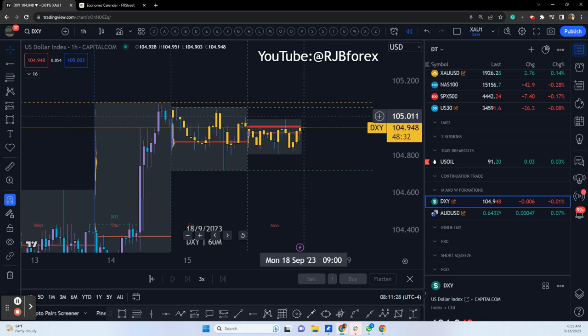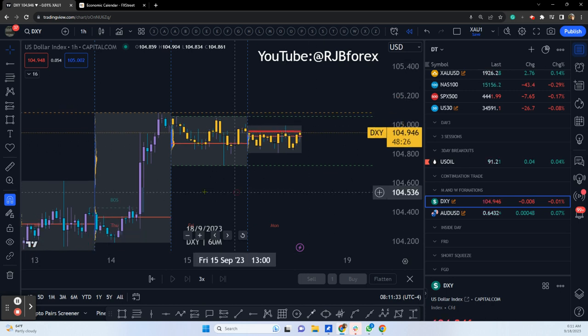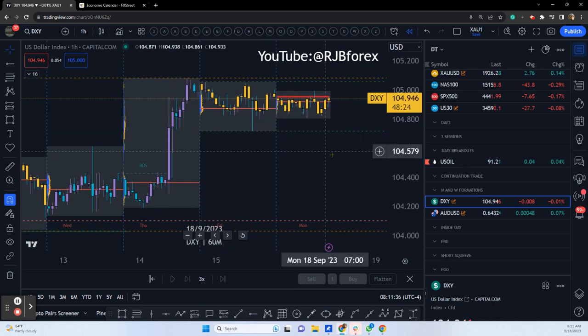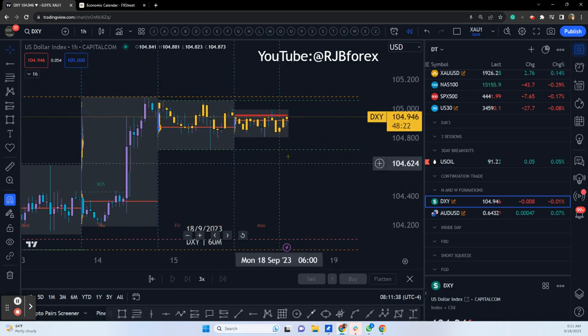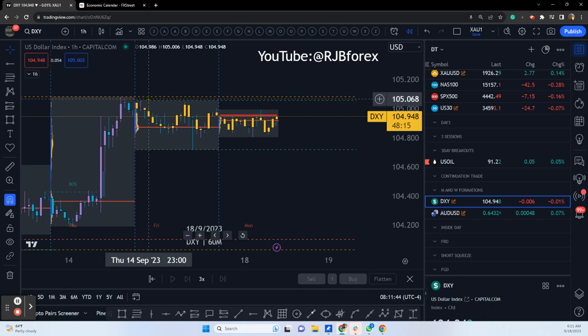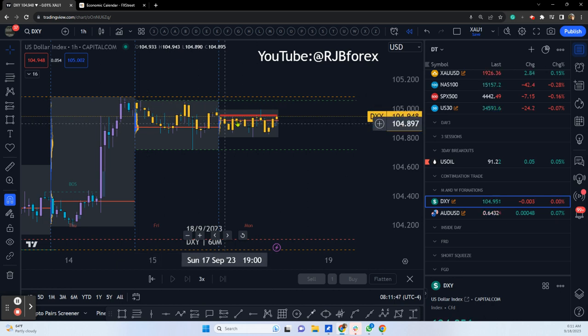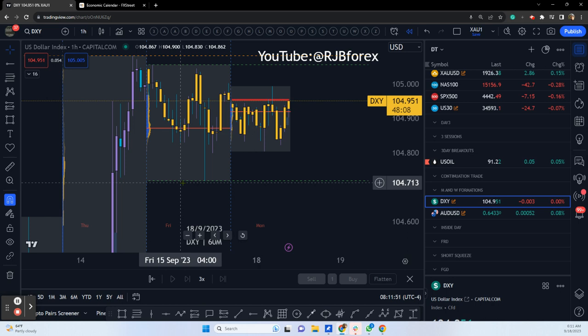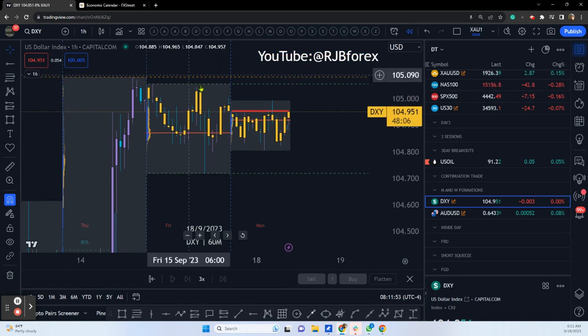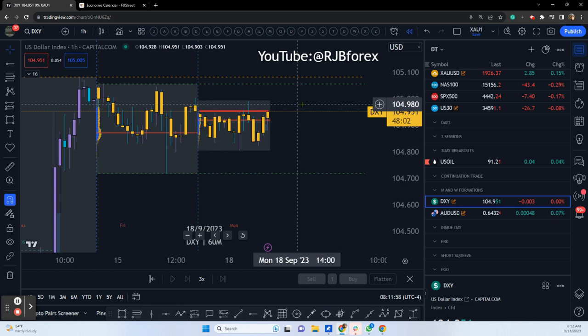Now, what we might find is we might have a pop up and then a drop, or we might just drop. I'm guessing that we're going to come lower, so I think the stops below are going to be targeted. It's not unusual to have two inside days, but it's more probable that we'll come down to test either side of Friday's range today.